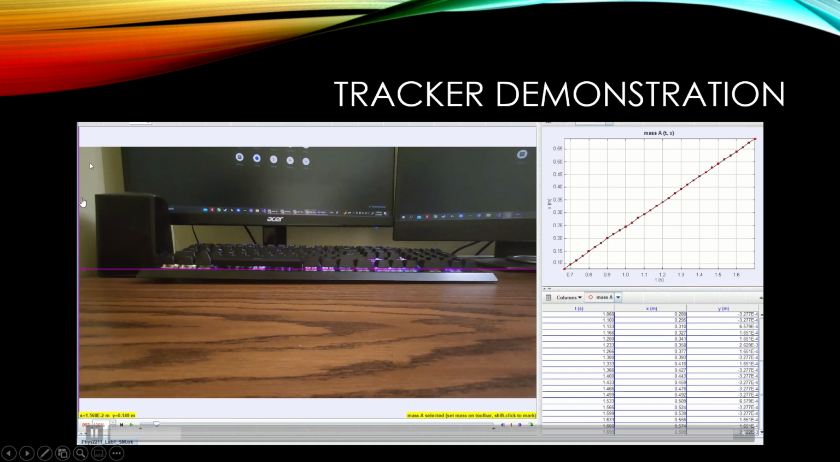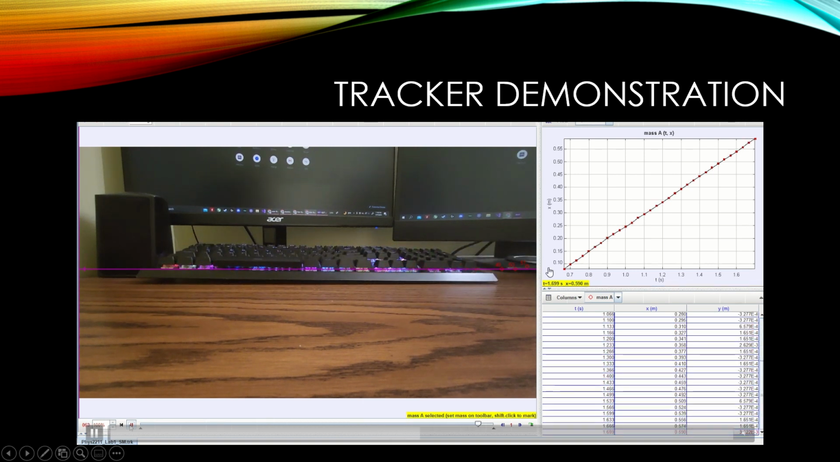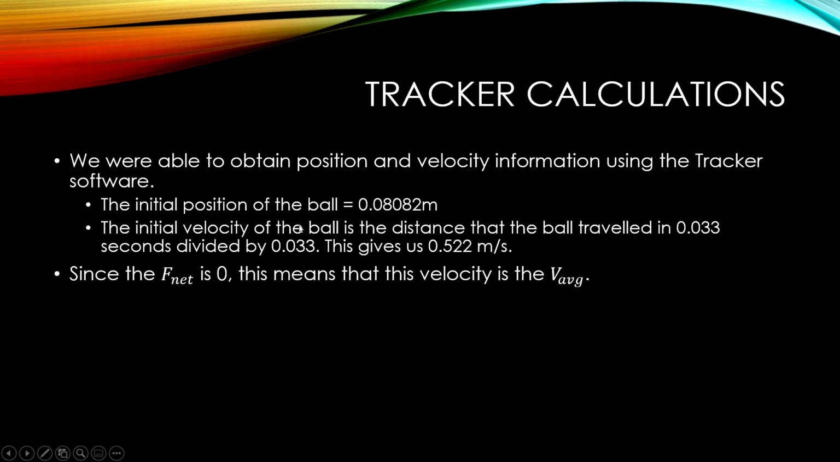Here we'll get into the Tracker demonstration. I have the coordinate axis set up hugging the left side of the wall and going in the positive x direction. Now we're going to play the ball coming through, and we start plotting the points as the ball moves in the positive x direction. You can see it plotting its graph up here and the chart with the positions down here. You can see the initial time, 0.666, and the initial position. That'll be the end of that, and we'll move on to the calculations.